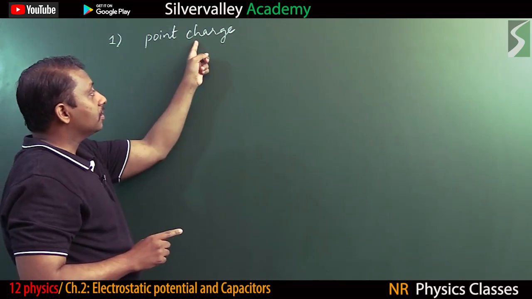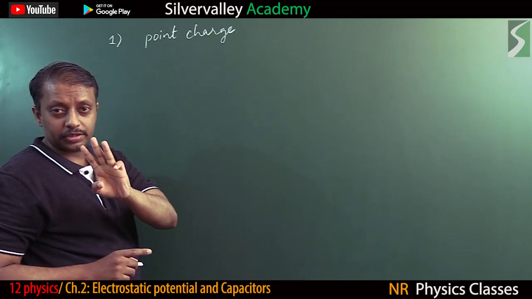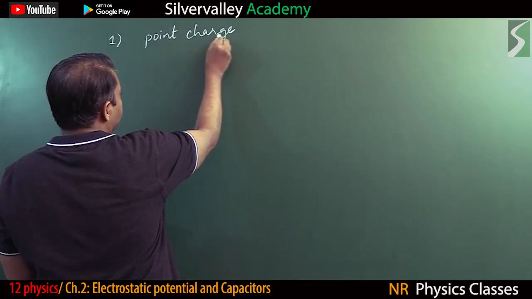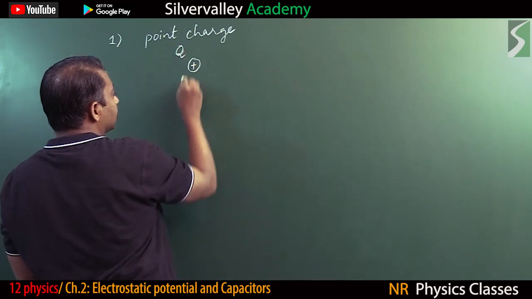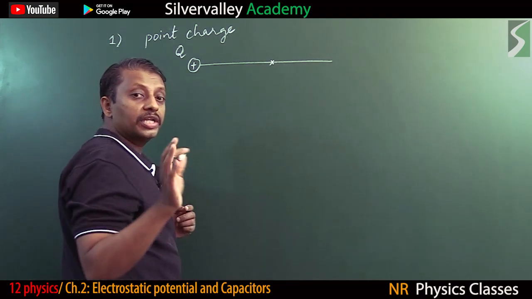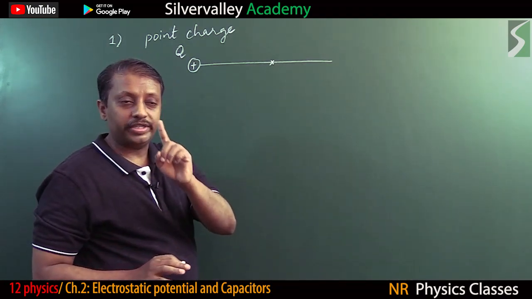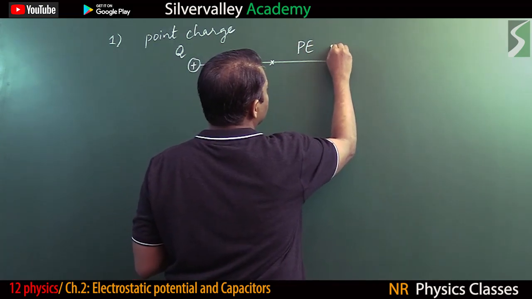Go through the condition, the diagram and the equation. All three are important. Due to a point charge: if this is a point charge, what is the potential energy at any point? Potential energy is not defined for a single point charge.